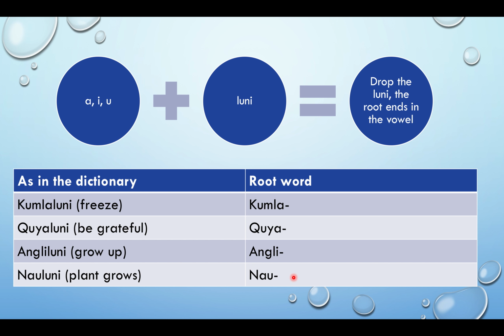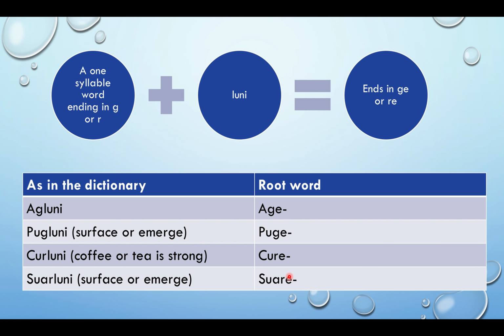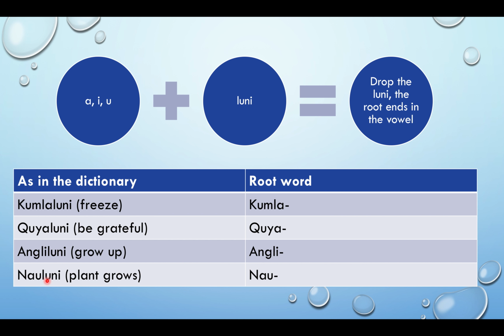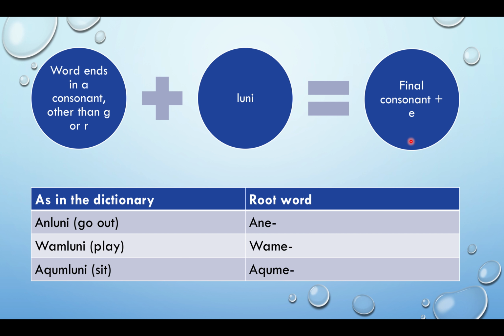Nau is a single syllable before the luni, but because it doesn't end in G or R, remember like our first one did, this was a G or R ending for a one syllable word. But this one syllable word acts just like the rest of the words here because it ends in an A, I, or U before the luni. And all we do is drop the luni and the root word will end in a vowel.